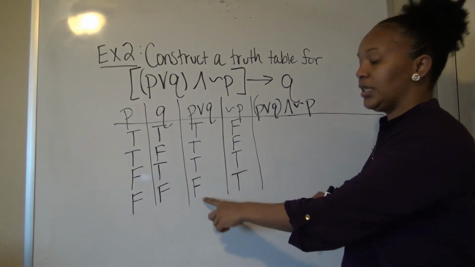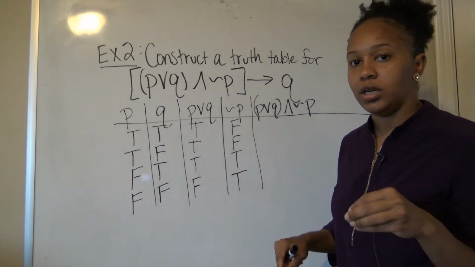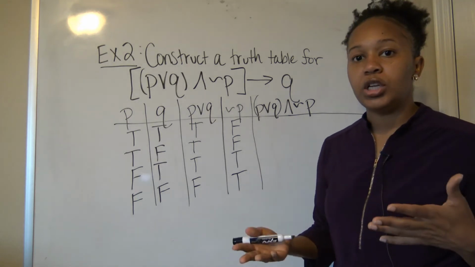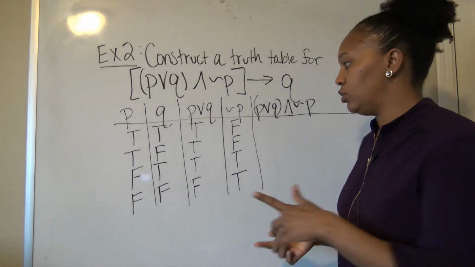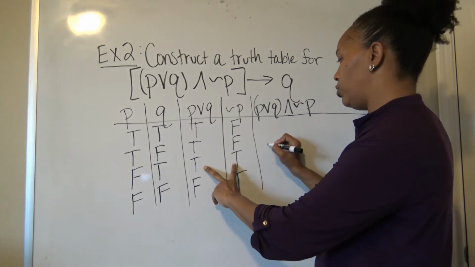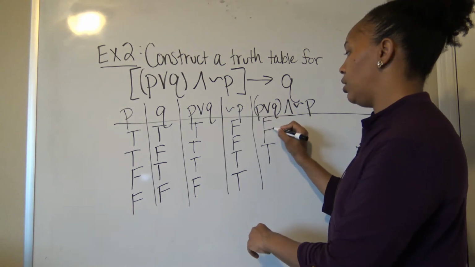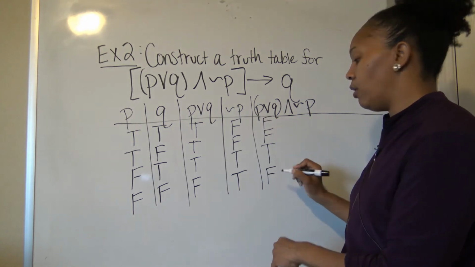I'm looking at this column and this column and combining them with the and, the conjunction. Remember, the conjunction is true when both statements are true. In this case, they are not both true, but here they are both true. That's the only case where they're both true, so all the other ones would be false.